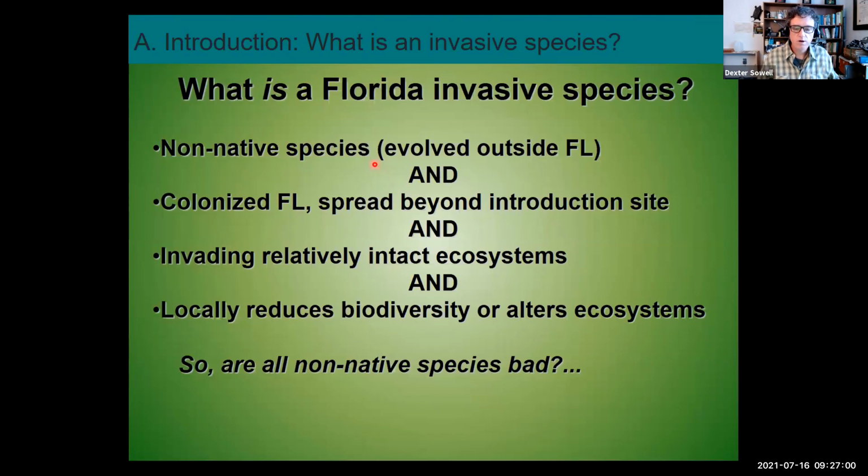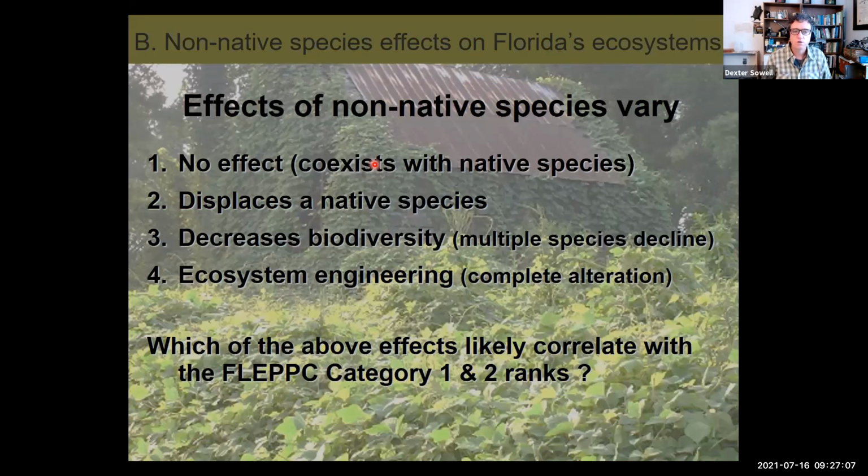So are all non-native species bad here in Florida? Well, it depends on what their effects are. Those effects can be no effect whatsoever, and they simply coexist with our native species. The next level effect is that it displaces a native species, or maybe one or two species, typically close relatives. Then it gets to where it displaces many species, really decreasing biodiversity. And the most severe effect is that they're having such effects on so many species at once that they're doing what we call ecosystem engineering, where it's completely altering the function of the ecosystem.